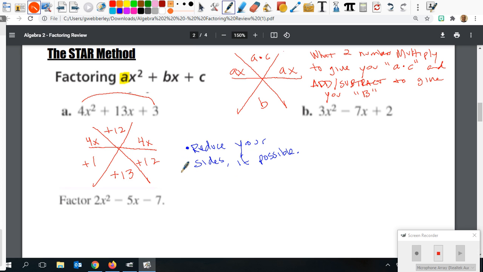Let's take a look at our sides here. We have a 4x over 1. Think of it as a fraction, 4 and 1. Would I reduce those? No, because 1 can't go into, you can't simplify that any further. 4 over 1 is just going to stay 4 over 1. So that is done.